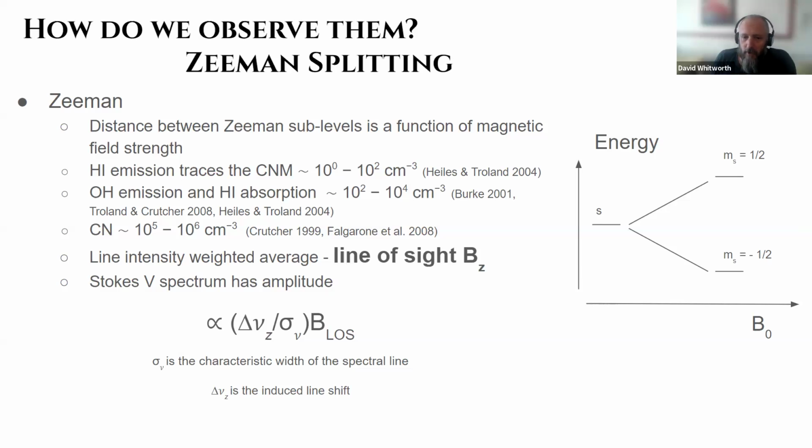One of the most preferable ways would be with Zeeman splitting, which is the distance between sublevels in the magnetic field. And we can view it through H1 emission, OH and H1 absorption, CN, and these things. And these all trace different density regimes of the magnetic field. It's a line-weighted intensity. However, it is line of sight, so it's only one direction in this 3D structure that is the magnetic field. And it's based on the Stokes V spectrum with this equation.